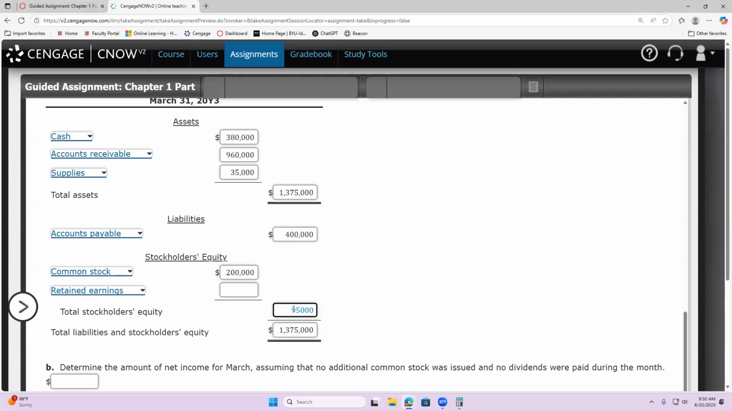My bad. All right. And then now my total stockholders' equity is 975,000. My common stock was 200, then my retained earnings had to be 975 minus 200, which is $775,000.